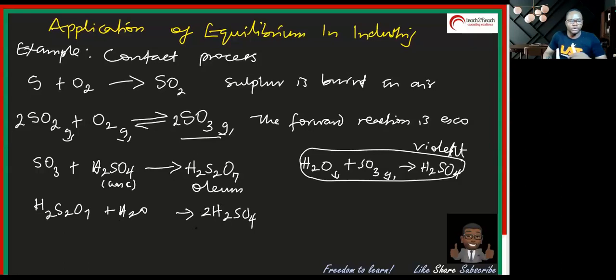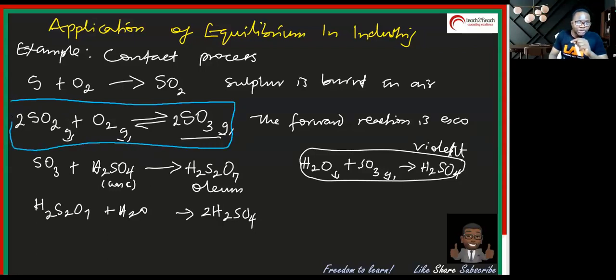So we can balance this. We can have 2 moles of sulfuric acid. So this is how sulfuric acid is produced in industry. Sulfuric acid is called a fine chemical. It has a lot of application in industry. But now, what is our focus? How do we link chemical equilibrium to this particular reaction? Our focus is on this particular reaction, because that is the only reversible reaction there.